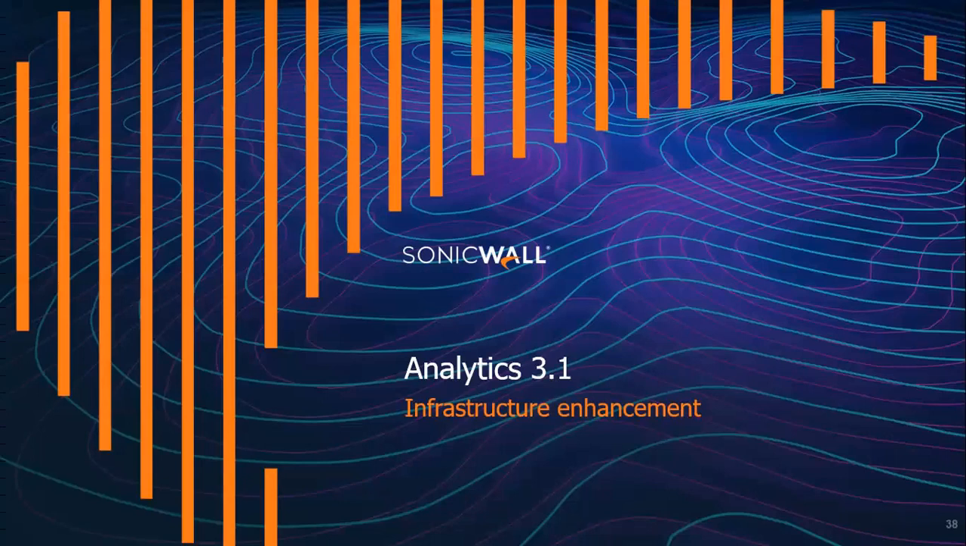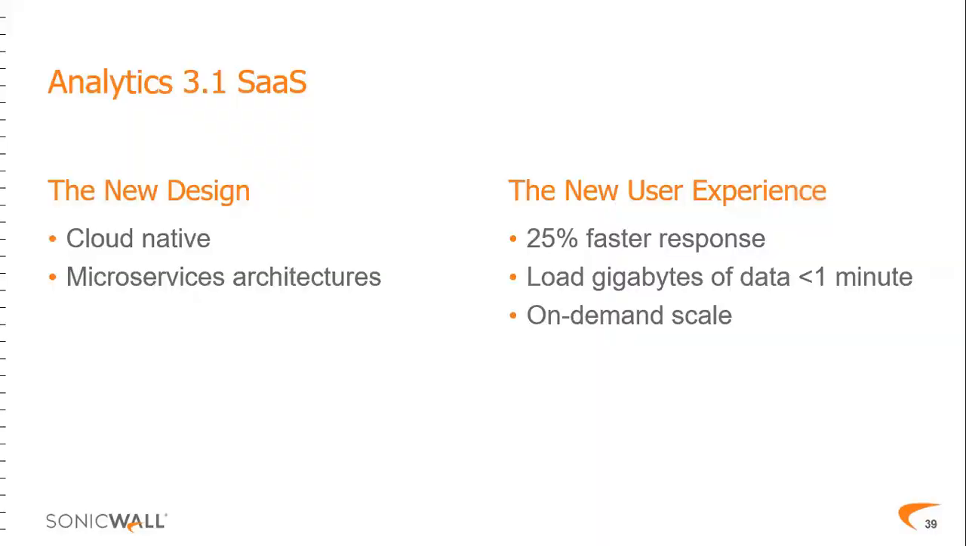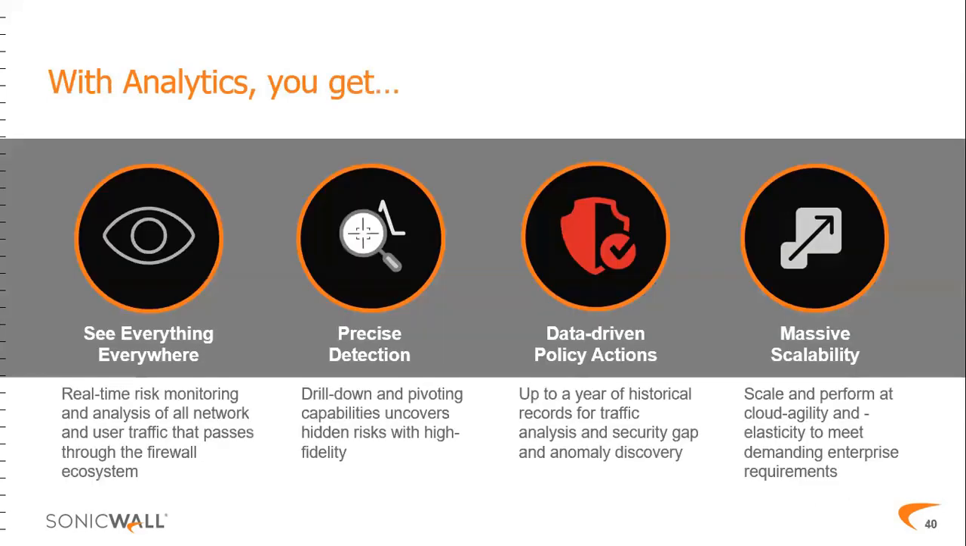So for Analytics 3.1, they have an infrastructure enhancement. Analytics 3.1 SaaS, the new design, has a cloud native and microservices architecture. So now the new user experience is already 25% faster in response. And if you load gigabytes of data, it takes less than 1 minute or so, and also on demand scale. So with analytics, you can see everything everywhere, because you can have real-time risk monitoring and analysis in all your networks or user traffic that passes through your firewall.